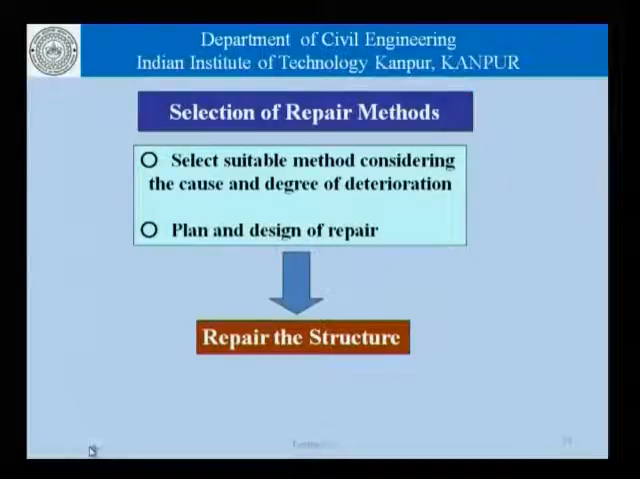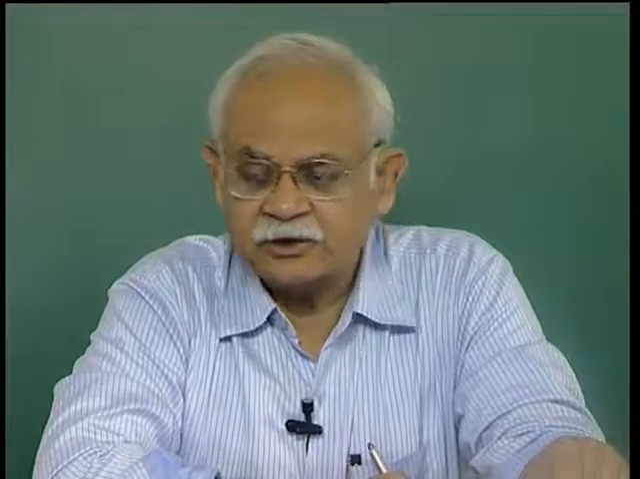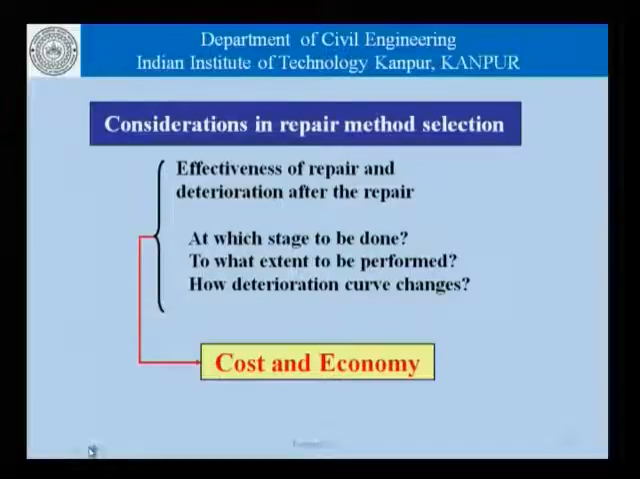As far as selection of repair methods is concerned, we need to select a suitable method considering the cause and degree of deterioration, and then plan and design the repair process. The repair method needs to be very carefully chosen to address the cause. Unless we understand the cause and choose the repair method accordingly, the repair method is likely to fail. And that is why we must understand the cause of deterioration, the mechanism of deterioration that has operated on that structure. Continuing with this discussion, we need to also figure out the effectiveness of repair and deterioration after the repair. We need to answer questions such as at what stage it should be done, to what extent it should be done, and how the deterioration curve changes, that is the deterioration rate post repair. That will really give us how much additional service life we are able to add to that structure.